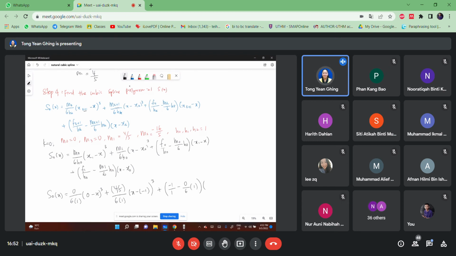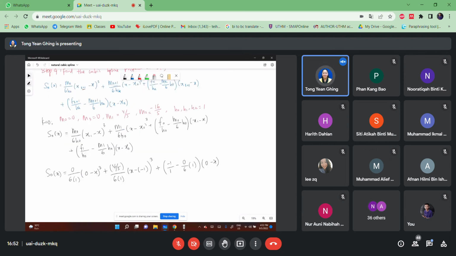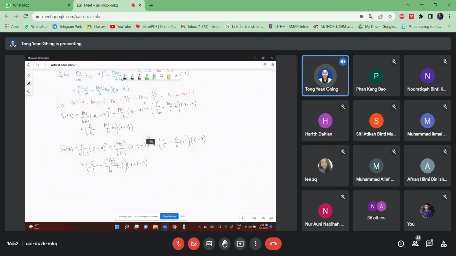I copy everything, even though that is a 0. So x1 is 0 minus x. And then plus, I continue here, plus F1 is 0, 1. 4 over 5, 6, 1. This one x minus x naught is negative 1. So I substitute everything, okay? Because this is 0, this one totally becomes 0. Basically, this one is 0.